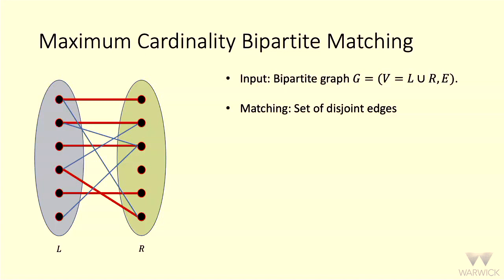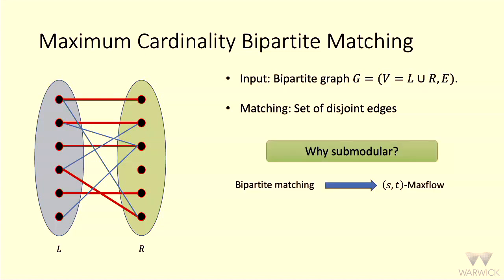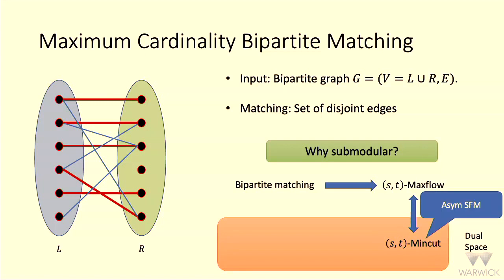Now, why am I talking about bipartite matching in a lecture related to submodular functions and cuts? Here is the reason. Bipartite matching reduces to ST max flow. This is the first algorithm you learn for solving matching efficiently: you just use a max flow algorithm on it. Now, ST max flow has a dual representation, which is an ST min cut.